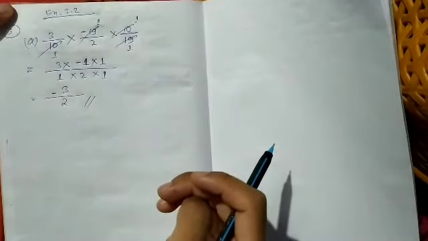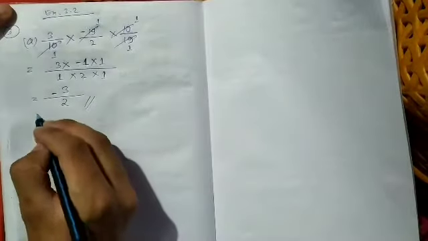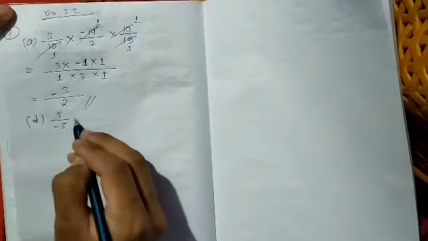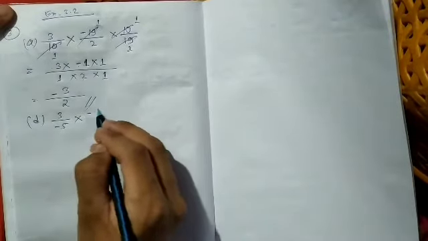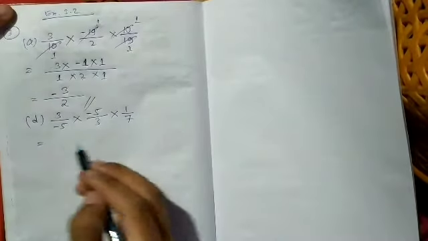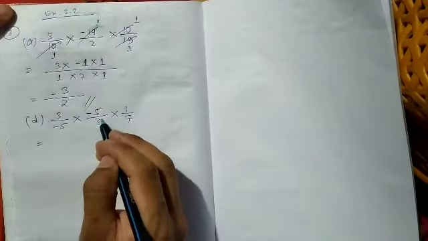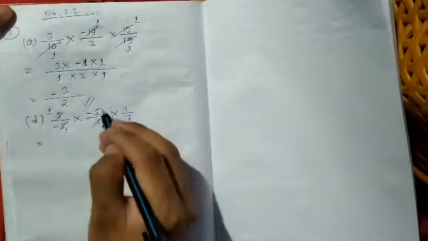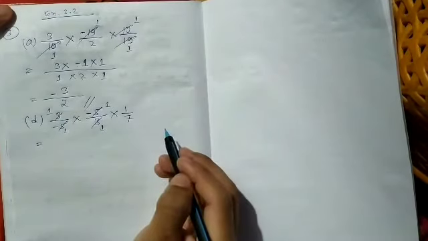Similarly, you can do question number B and C as homework. We'll move to question number D. Question D is 3 by minus 5 into minus 5 by 3 into 1 by 7. Here what you can do is cancel, right? 3 ones are 3, 3 ones are 3. Here also 5 ones are 5, 5 ones are 5, isn't it?